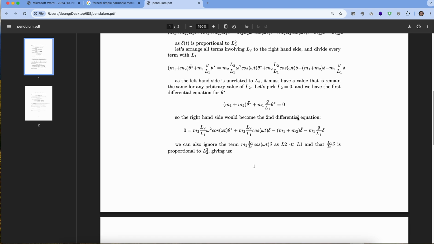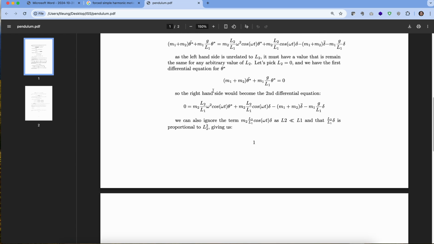Now, because the left hand side is unrelated to L2, it must have a value that remains constant for any arbitrary value of L2. Let's pick L2 equals 0, and we have the first differential equation for theta star, which is this one. This equals 0. And the right hand side will become the second differential equation describing delta(t).